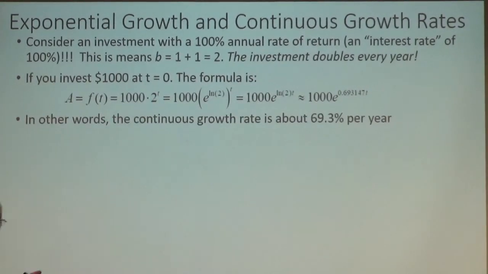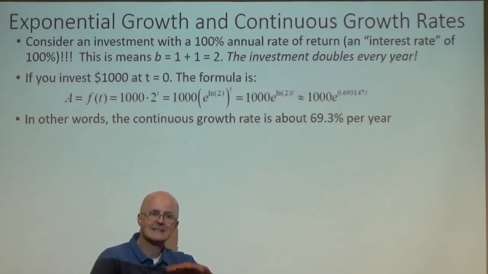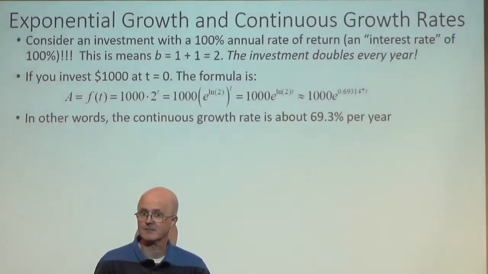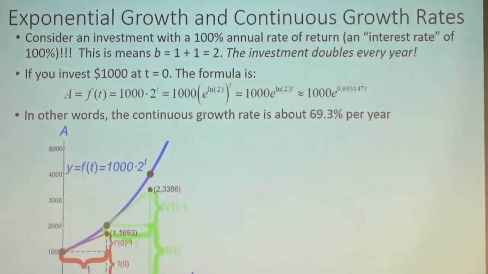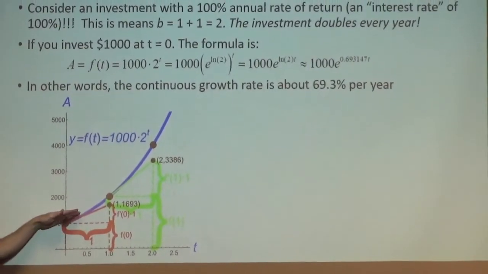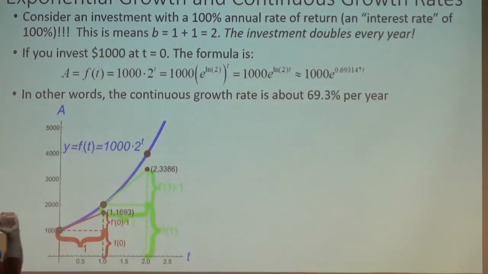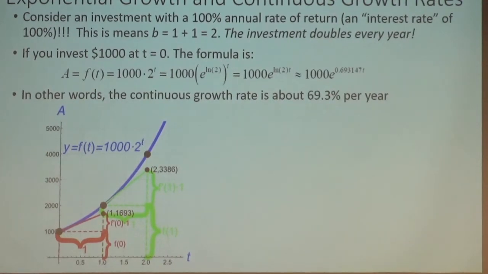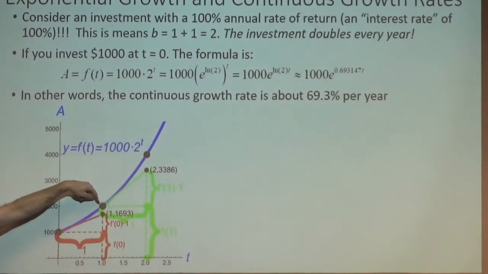In other words, the continuous growth rate, the k in this case, is 69.3% per year. That is not contradicting the fact that your money is doubling. That is actually growing by 100%. Here's a graph to illustrate this. So this blue graph is the graph of the function, the amount in the account as a function of time. It's increasing and concave up, as all exponential growth functions are. And then you see I've got a couple tangent lines. I've got a red tangent line right here at t equals 0, and a green tangent line right here at t equals 1.